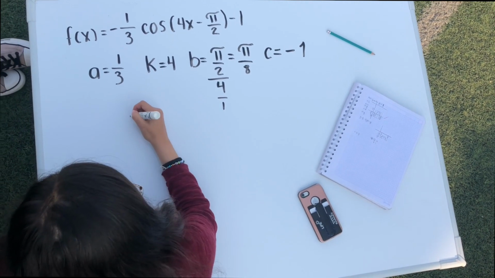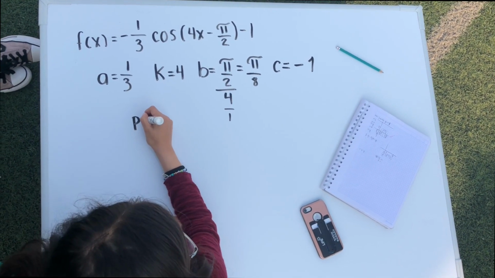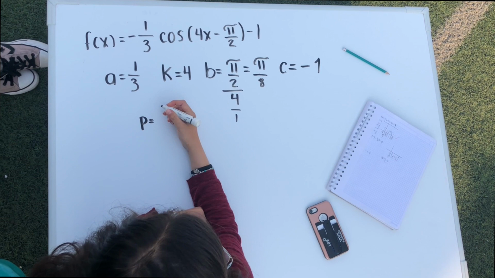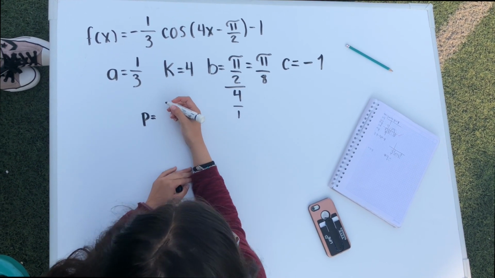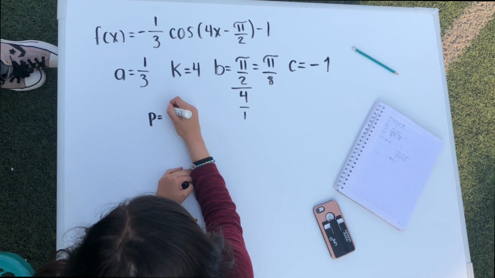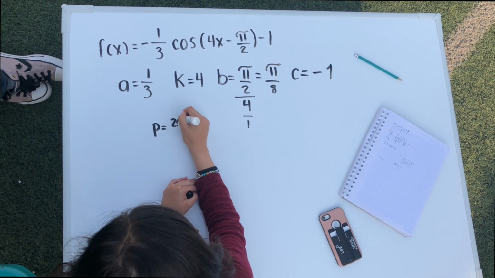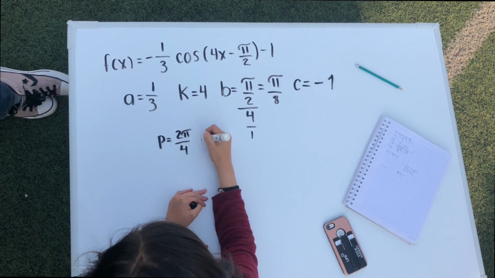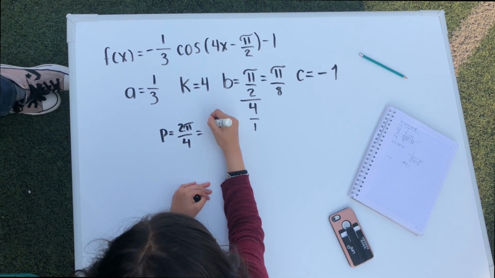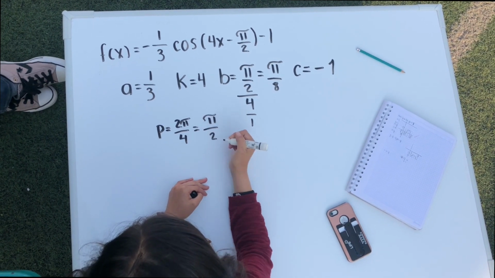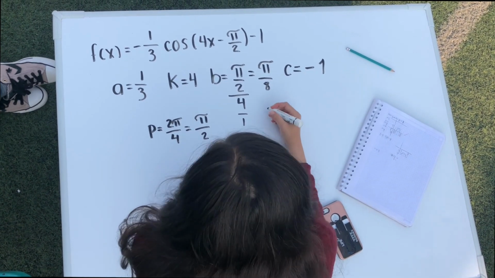Then we will have the period, which is the amount of our graphs that repeat within 2 pi. So to get it, we will use 2 pi over k, in this case 4, giving us pi halves. Pi halves will also be the complete extent of our graph.